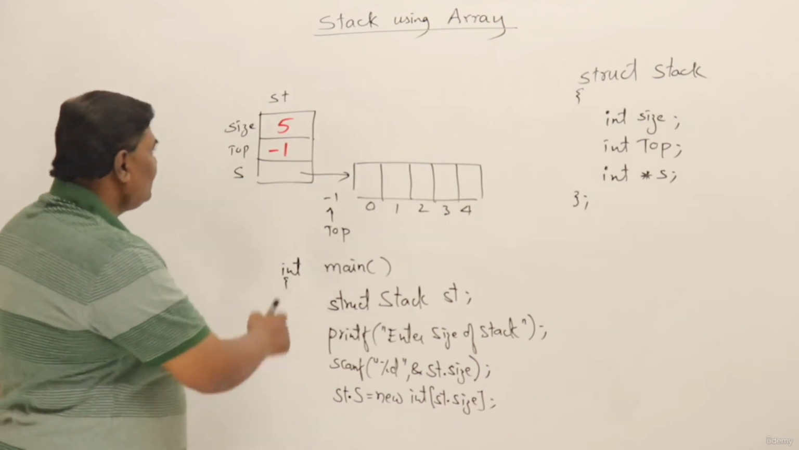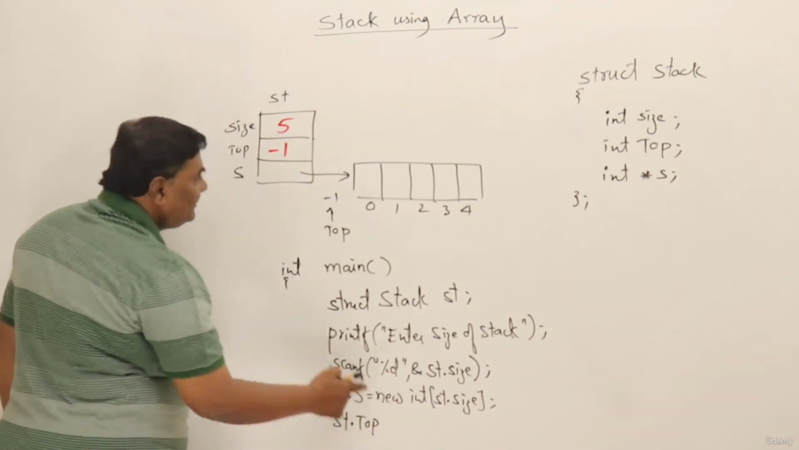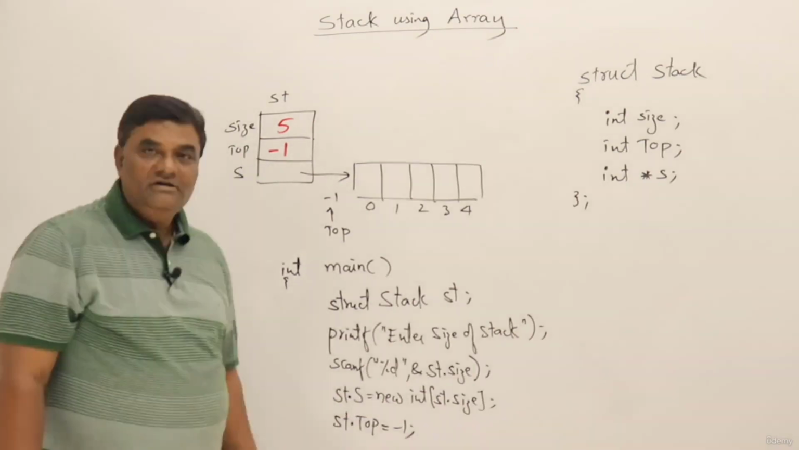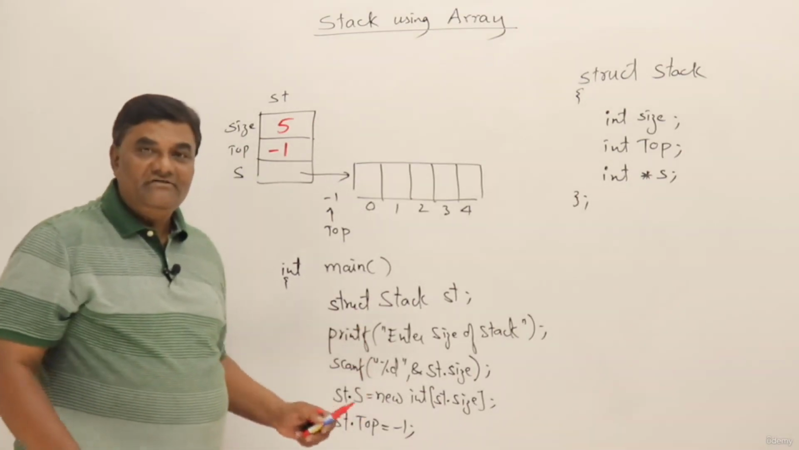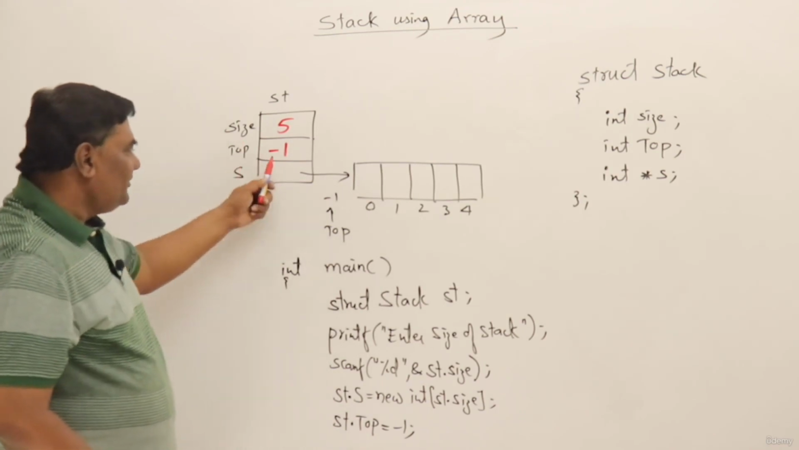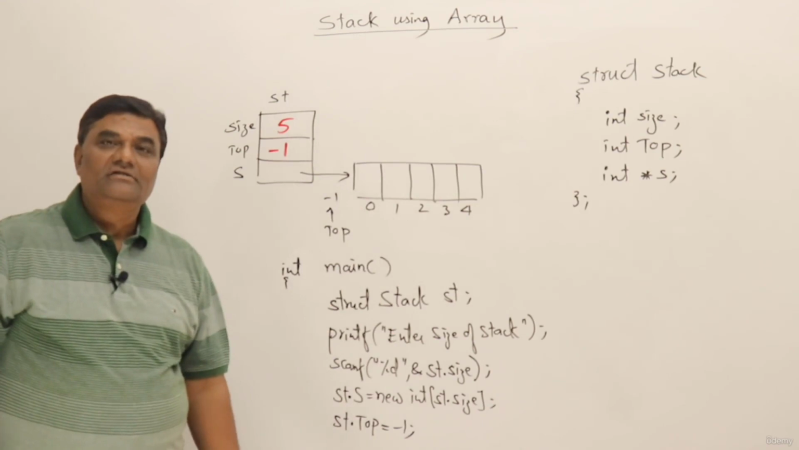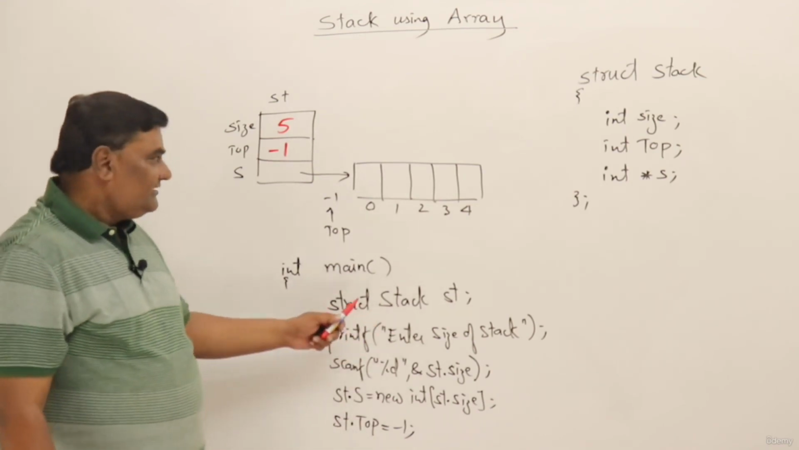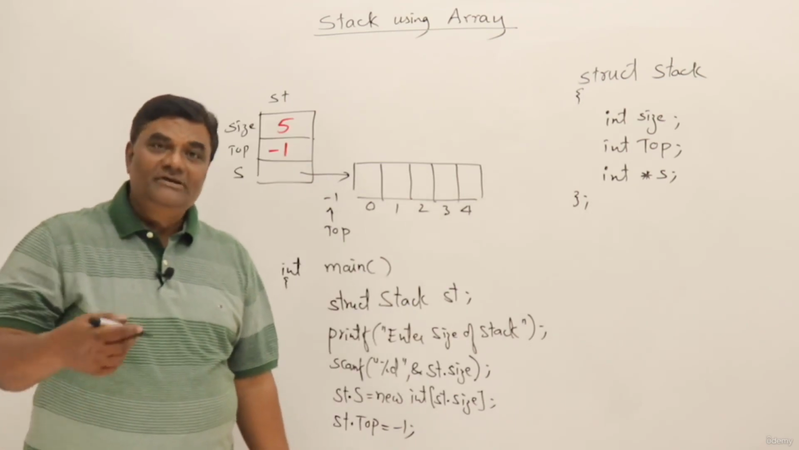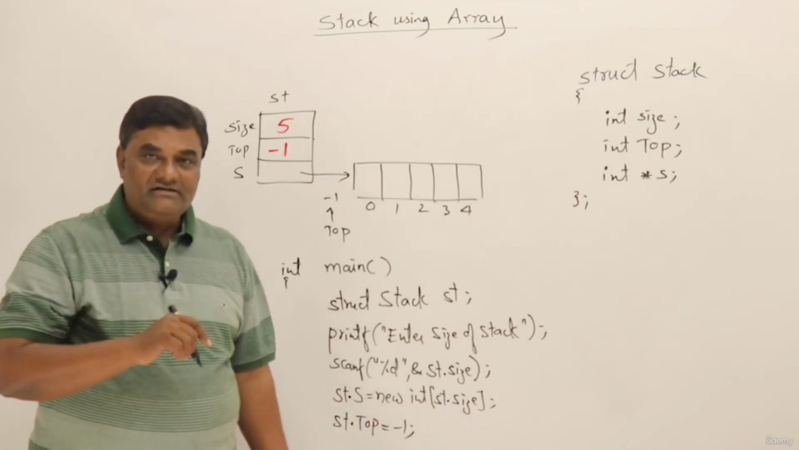So I should write that code: st.top assigned -1. These are the statements that will make our stack ready with this complete structure. Size is there, top pointer is there, and an array of required size is also created. So we are using the entire thing as a structure. This is a structure.